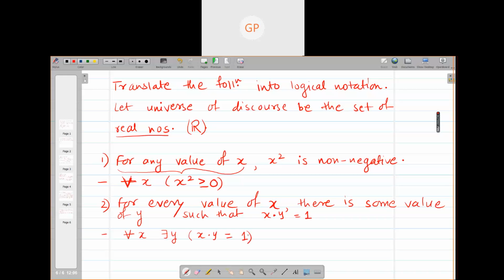Very good. So this is your P(x, y). This is your two-place predicate. This is your one-place predicate. There exists, for all x, P(x). Here it is for all x, there exists y, P(x, y).